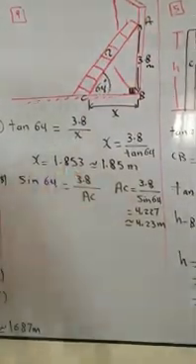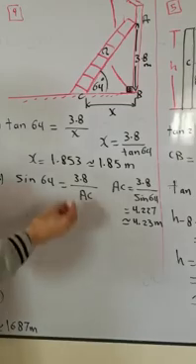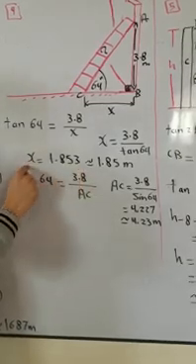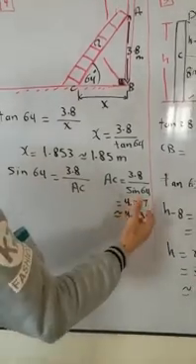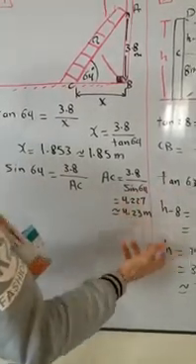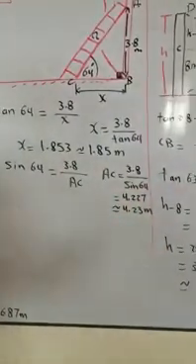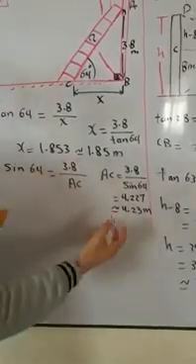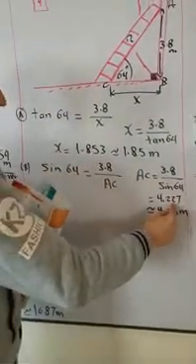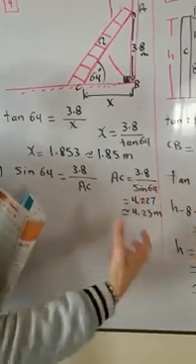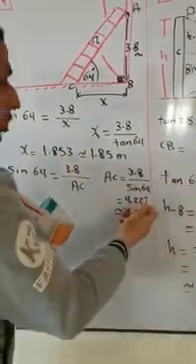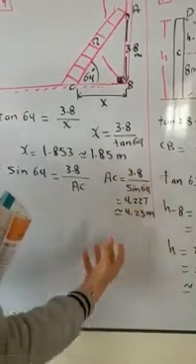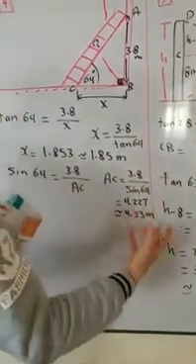How can I find the AC here from this equation? AC equals 3.8 divided by what? By sine 64. The answer is 4.227 meters. But he wants this answer to the nearest hundredth, so I look to the hundredth digit, which is 2. The previous number is 7, and 7 is a rich number, it gives 1 to this number 2. So the last answer is 4.23 meters.